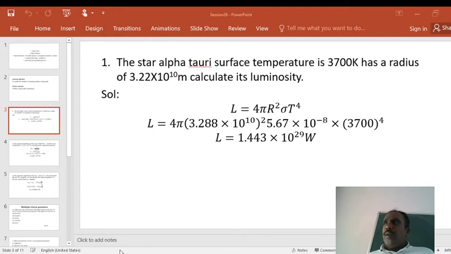Again, a similar problem below. The star Alpha Tauri has surface temperature 4000 Kelvin and radius 3.22 into 10 raised to 10 meter. Calculate its luminosity. Here the radius and temperature are given, so the luminosity of the star can be calculated.